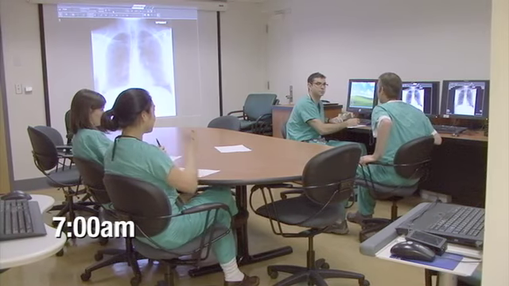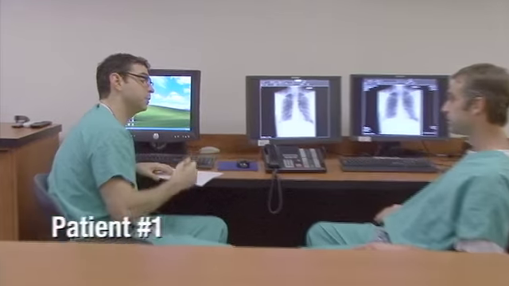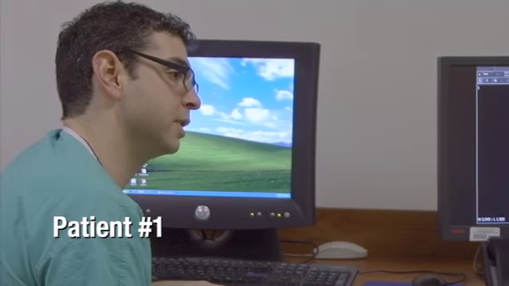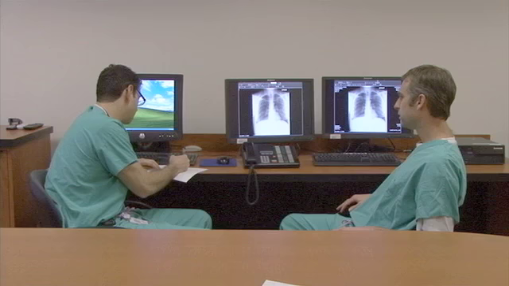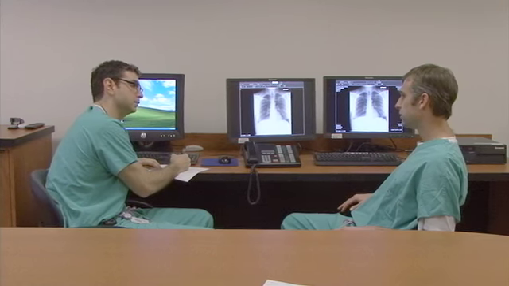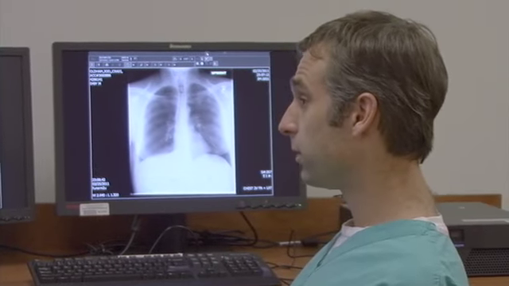Why don't we take a look at an example of running the list? All right, good morning. Why don't we go ahead and get started? Okay, the first patient is Miss Carolina Blue. She's a 72-year-old female recently diagnosed with breast cancer here for port placement. Do we know what side her breast cancer is on? Yeah, it's a right-sided breast cancer. So let's plan on going left side for the port.